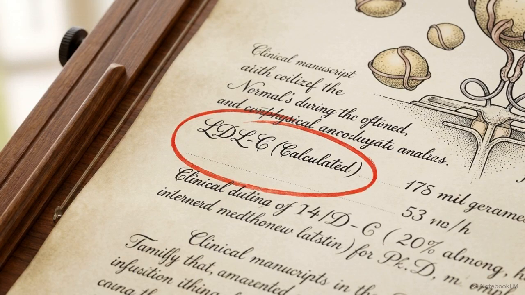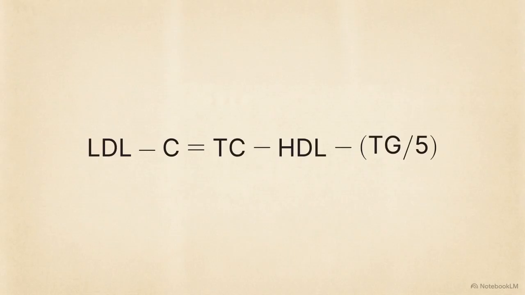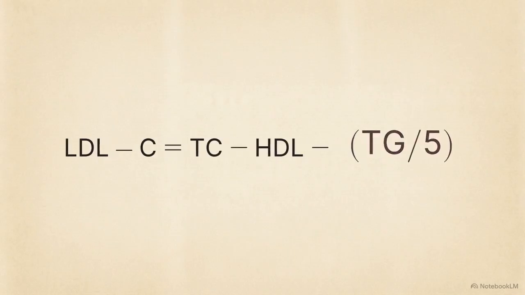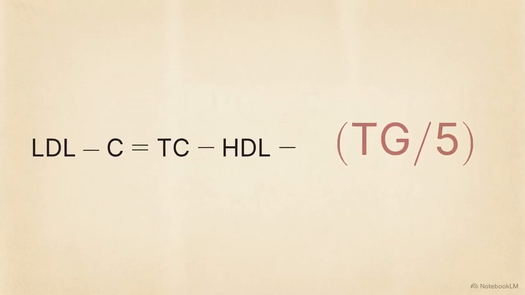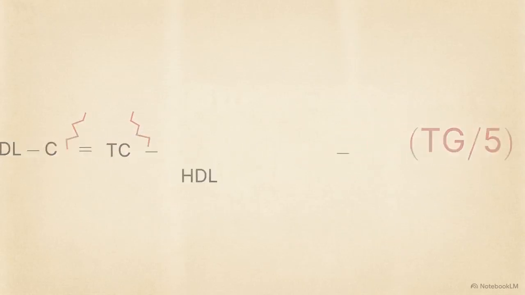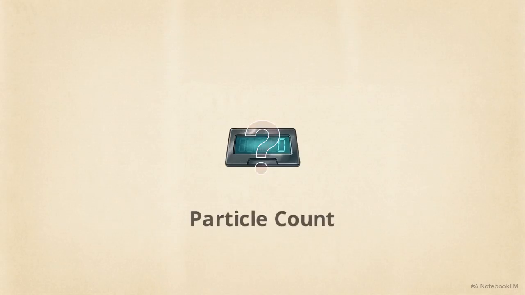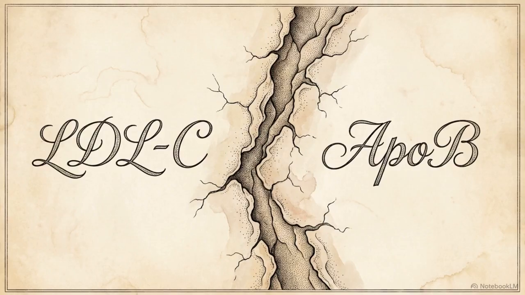Standard lipid panels typically rely on the Friedewald equation to report LDL-C. The Friedewald equation is a mathematical formula historically used to estimate LDL cholesterol based on total cholesterol, HDL, and triglycerides. This calculated mass metric loses accuracy when triglycerides are elevated, and it completely fails to measure the actual number of atherogenic vehicles in the blood. This creates a phenomenon known as LDL-C/ApoB discordance.